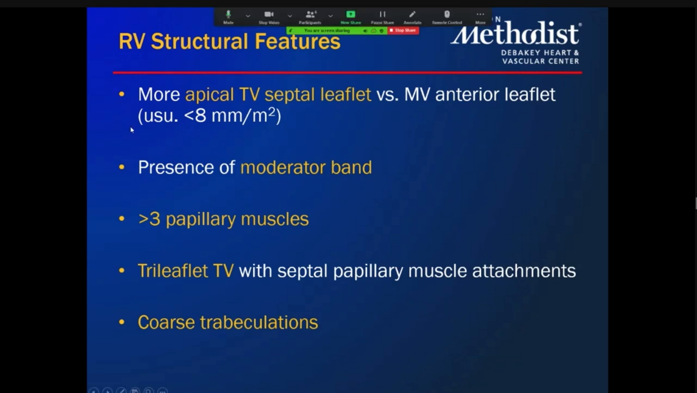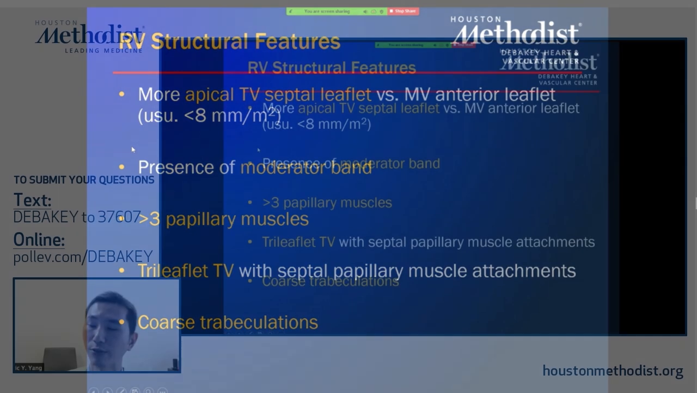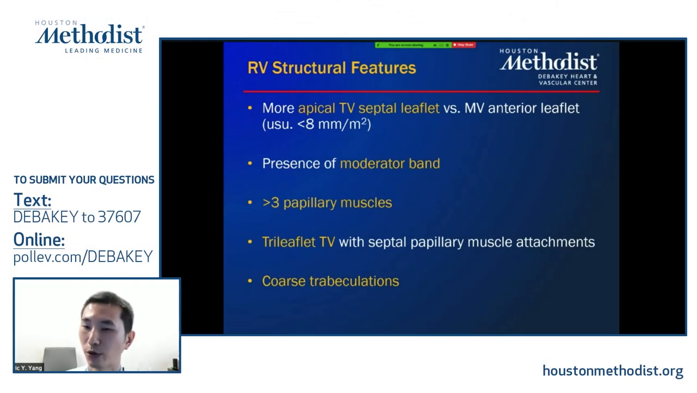Sometimes when we're in the congenital world, and this is an area that our colleagues Dr. Duarte and Dr. Lin are very much in tune with, trying to distinguish the right ventricle from the left ventricle is very important, and this actually comes up in a lot of cardiac imaging boards, especially echo boards and congenital heart board exams as well.